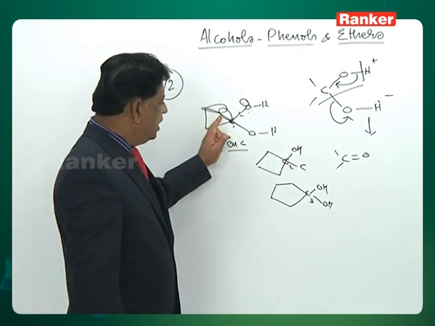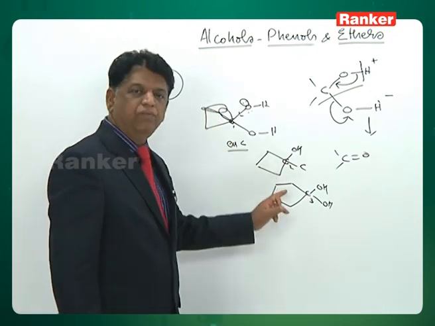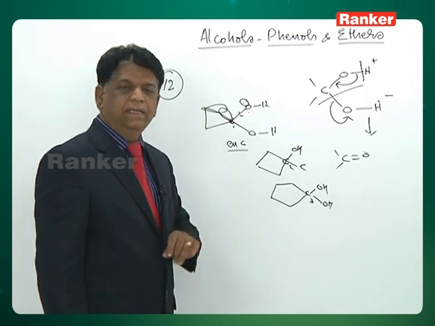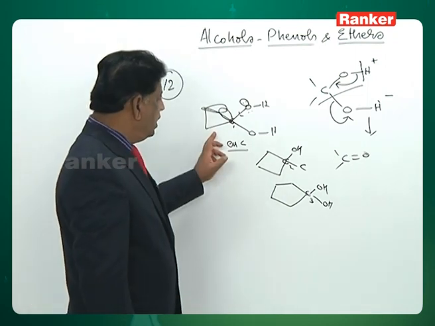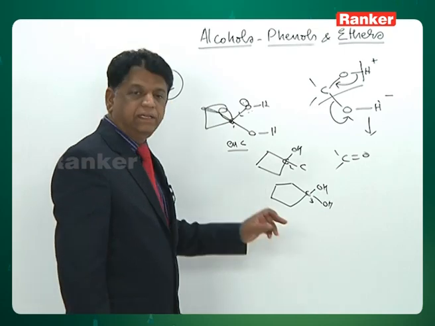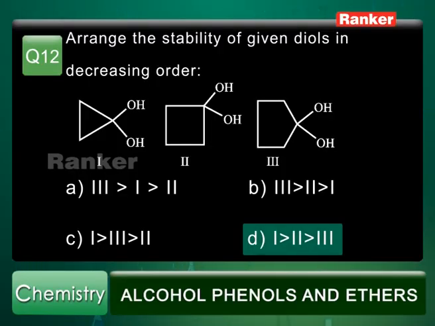So, as we go from the 3-membered to 4-membered to 5-membered, the holding capacity decreases. Therefore, compound 1 will be more stable than 2, than 3. Therefore, order D, that is 1, 2, 3, is the right answer.